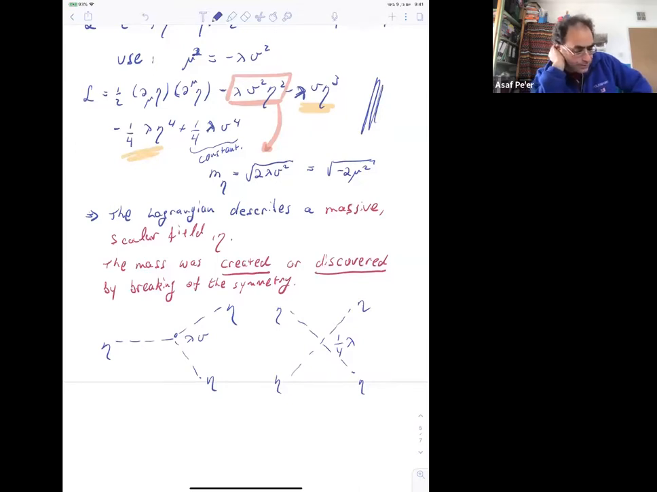And of course, the field of interest to us is going to be this eta field, because it's going to describe changes around this, or excitations around this new vacuum state. It's a small algebra with a big physical interpretation.